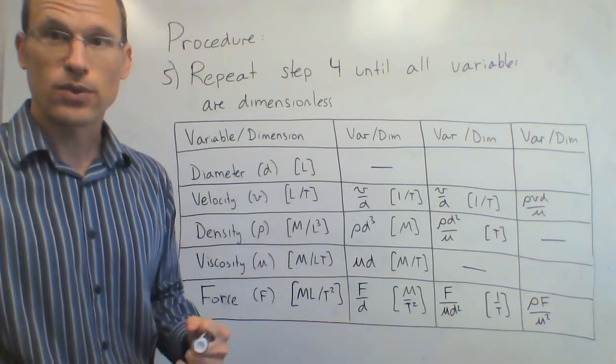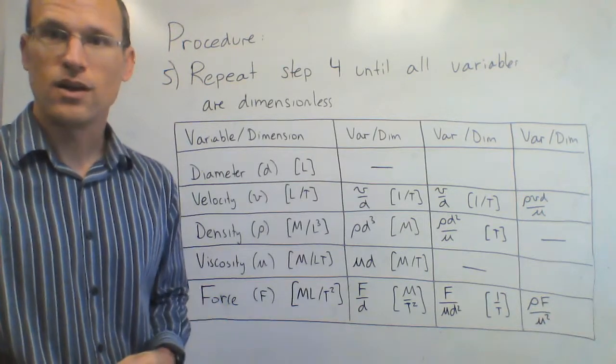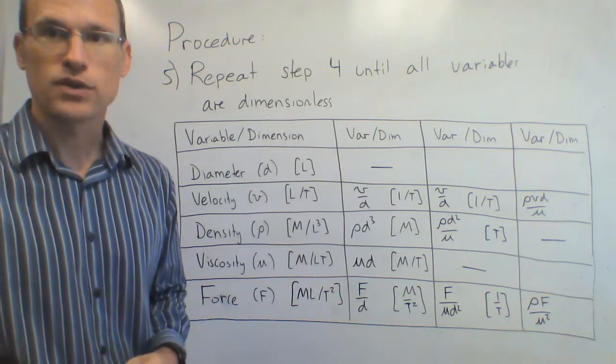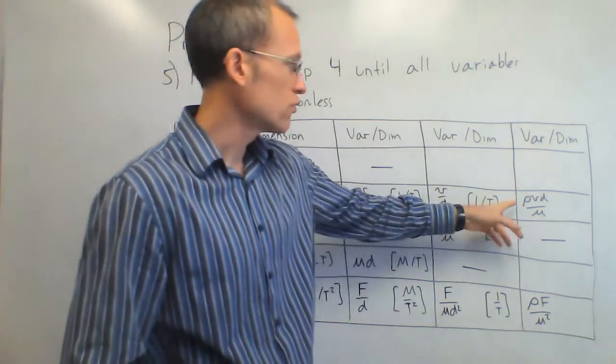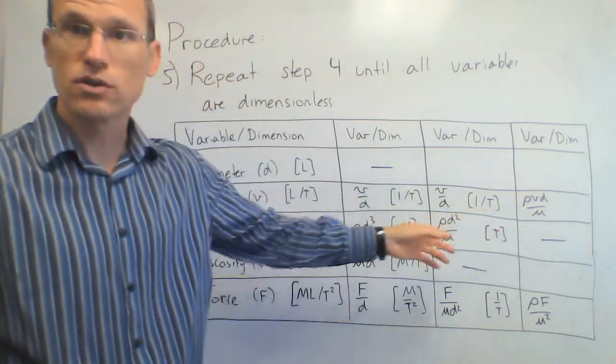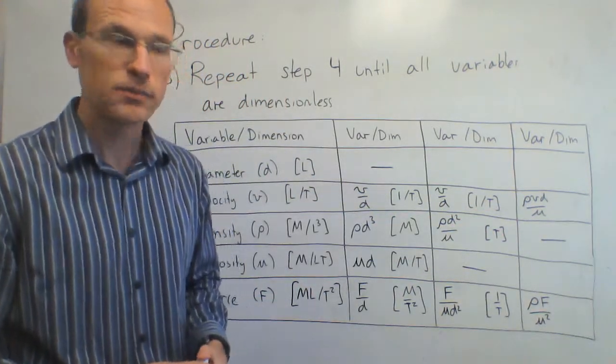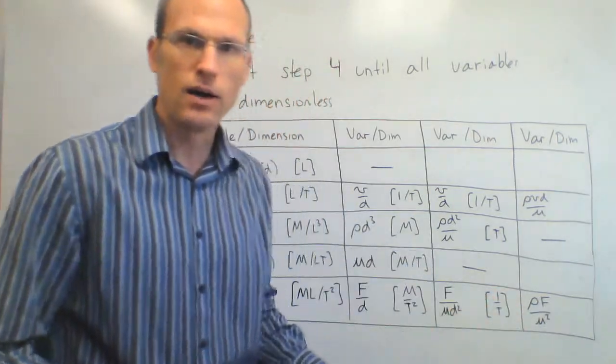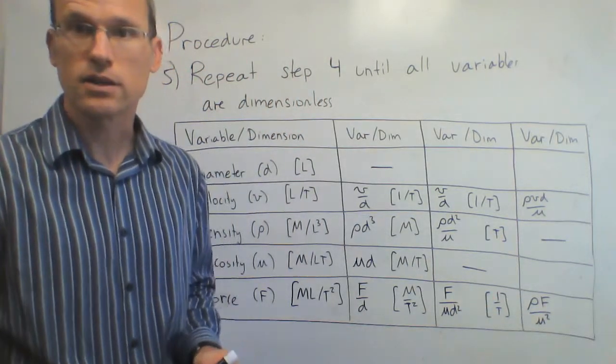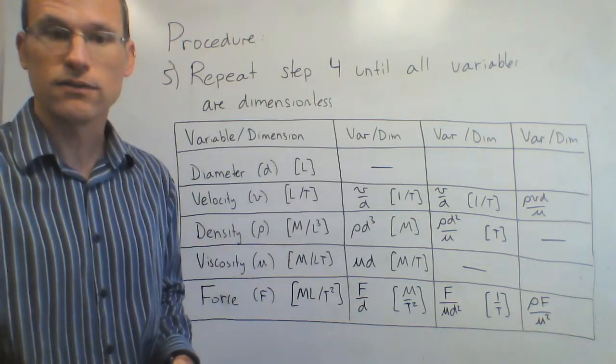Now, there are more than one version of the right answer. So for example, you can see this guy, rho v d over mu, that's the Reynolds number. You may recognize that guy. This guy down here though, you don't recognize that guy because he's not in the list that we gave previously.